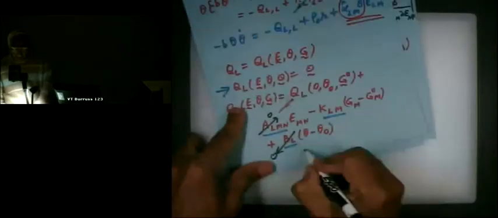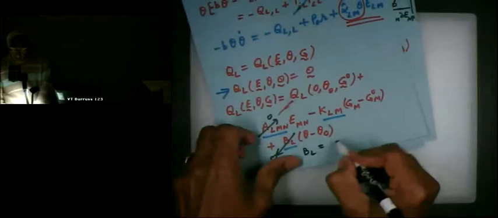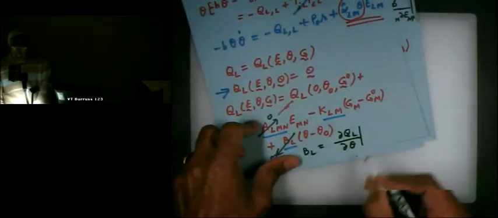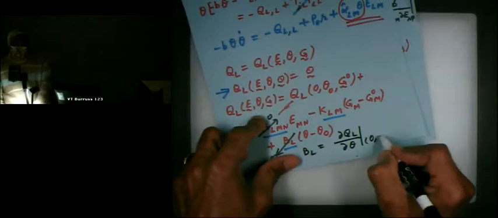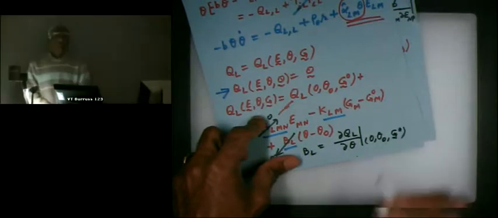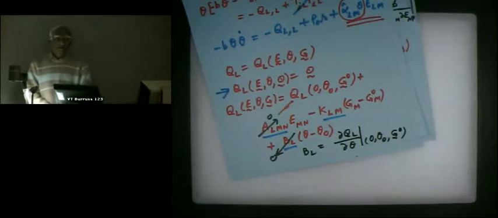Yes, Katie, go ahead. I'm sorry, I didn't hear. Okay. What are A and B equal to? It's a good point. So B_L is delta Q_L over delta theta evaluated at E is 0, theta is theta 0, G is G 0. And what's A equal to?